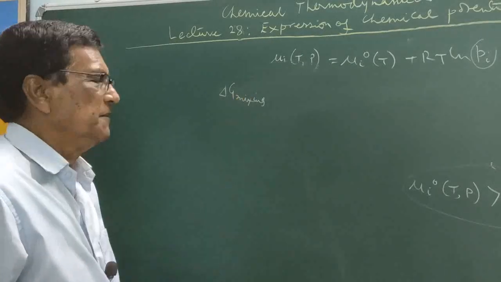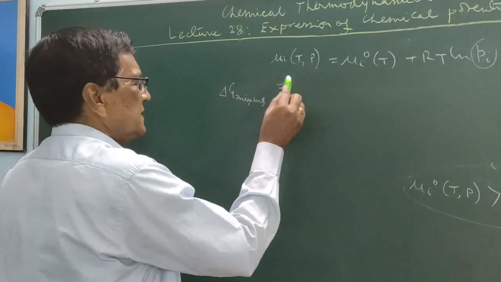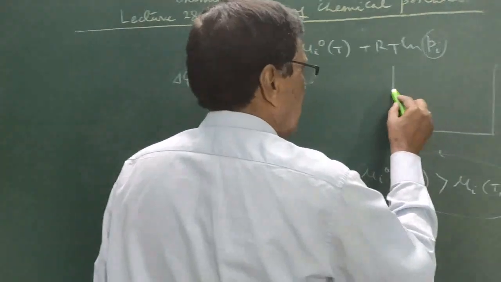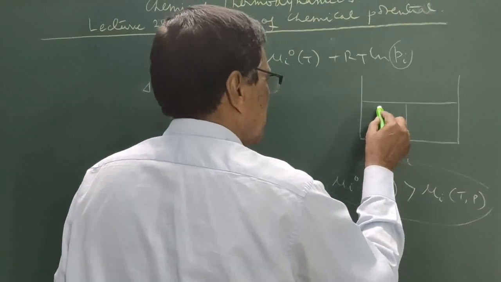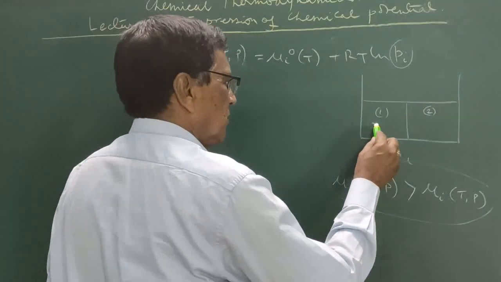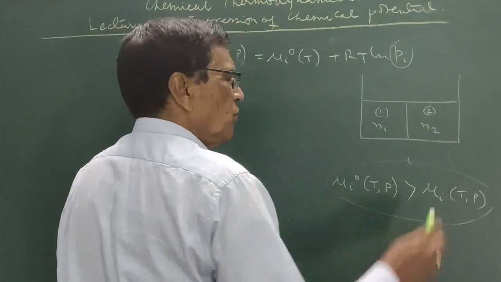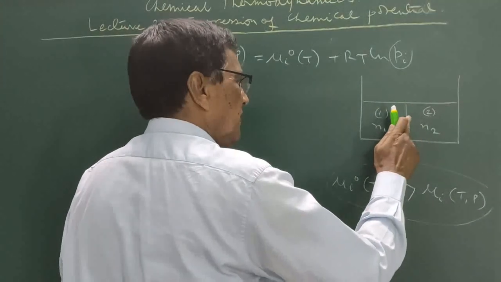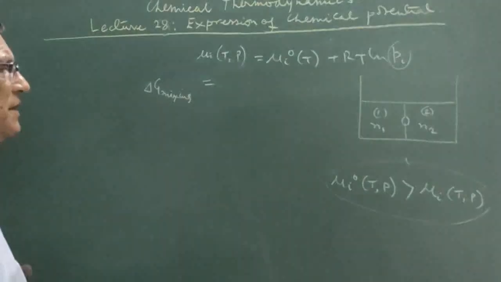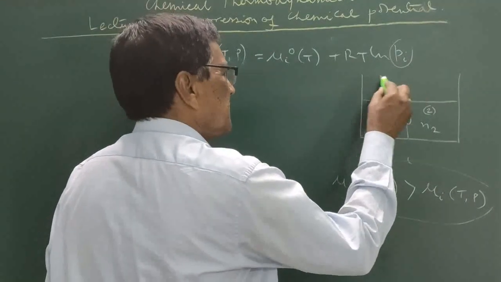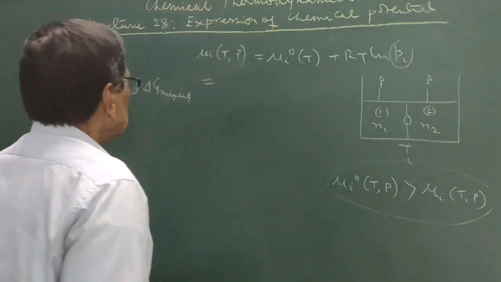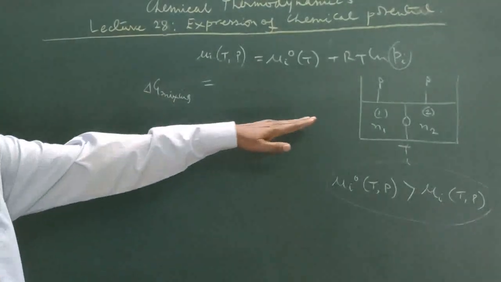Delta G becomes negative. This can be expressed as follows. Suppose we have taken two gases, gas number 1 and gas number 2. Here it is N1 mole number, here it is N2 mole numbers, and these two are being mixed up through this hole, at the same pressure and the same temperature in both cases. So what will be the value of this delta G mixing in this case?